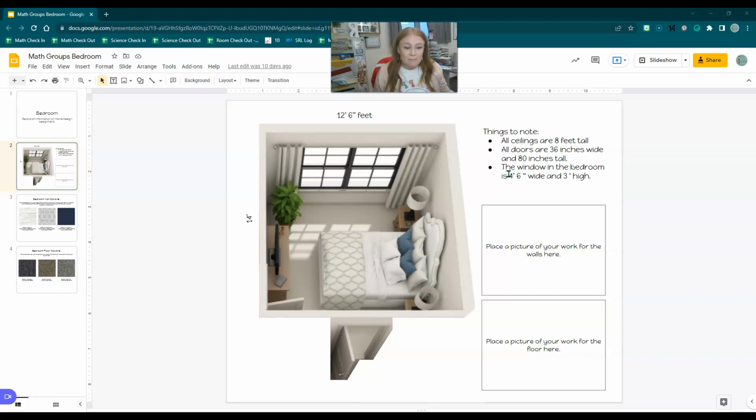Okay, so it gives you the window in feet. So the door is in inches, but you'll probably want to start with it in inches and then change it over to feet. Everything else is in feet.